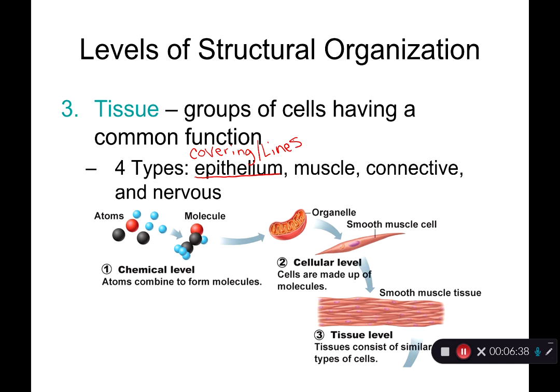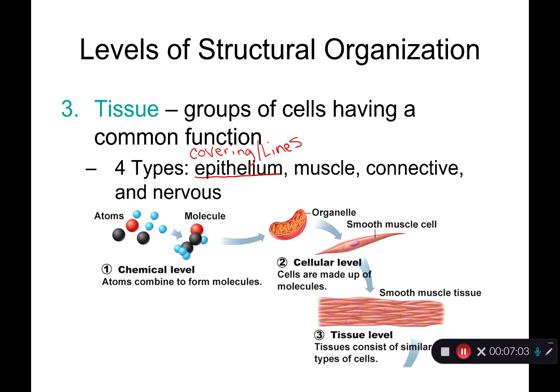So think about that. Your skin covers your body. It's considered epithelial tissue. Lining the inside of your mouth, epithelial tissue. Lining the inside of your stomach, epithelial tissue. Okay, so if it's covering or lining something, it's epithelium. Now, we have lots of different kinds of epithelium, but that's just one category.